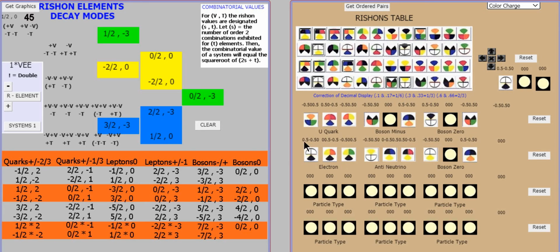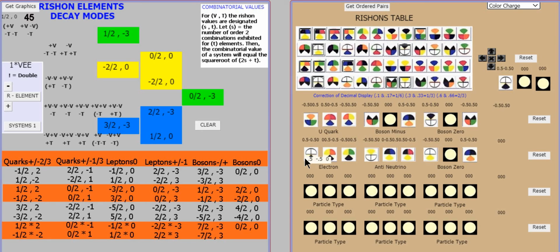Color charge. The color charge on the U quark can be seen to be given by the yellow alternating Rishon element, and so the green and red cancel one another, and the color charge on the W boson minus is 0, so the color charge on the S quark is given by the U quark, so it's yellow.